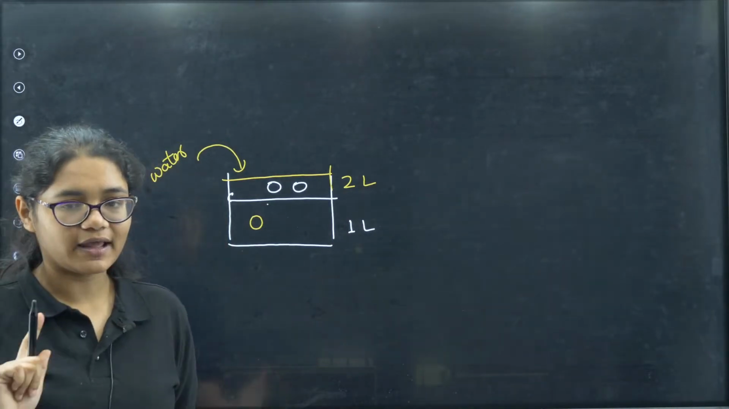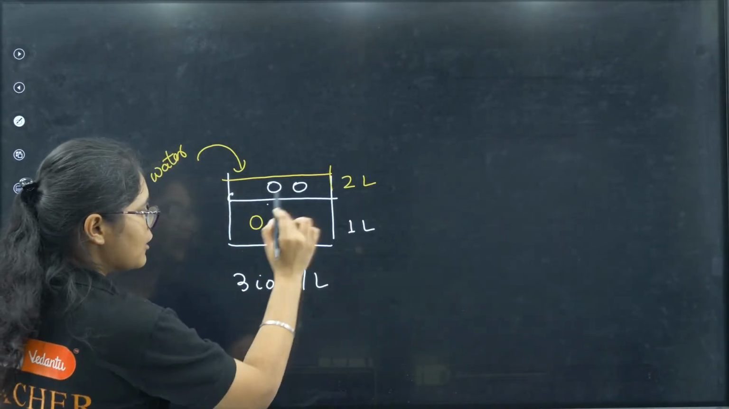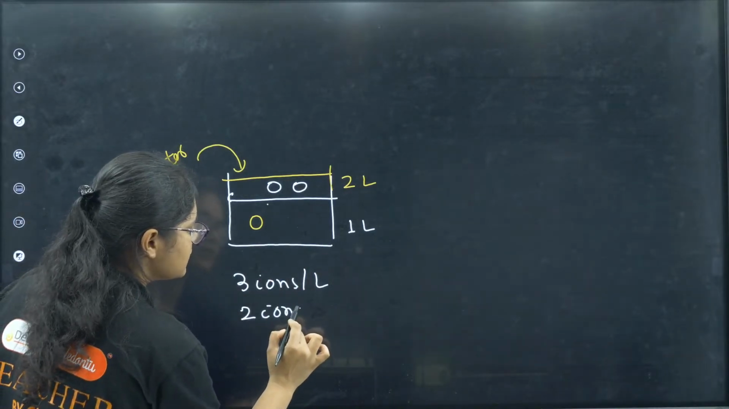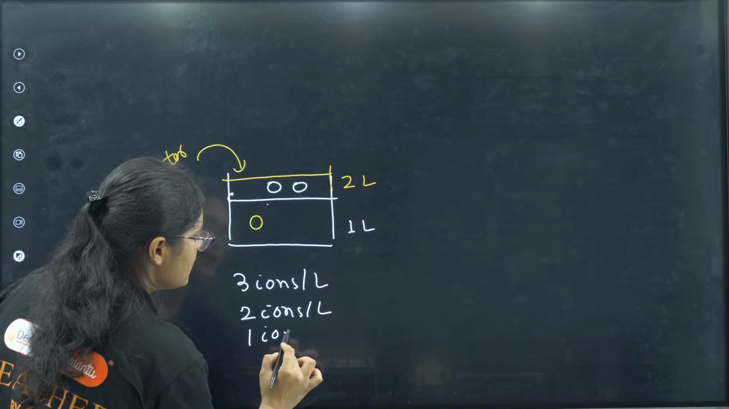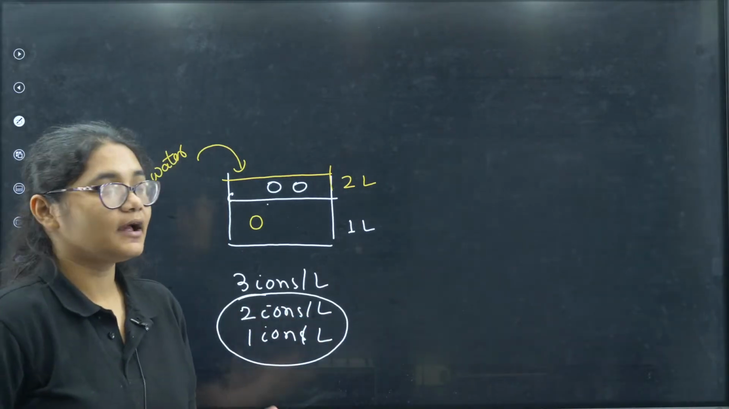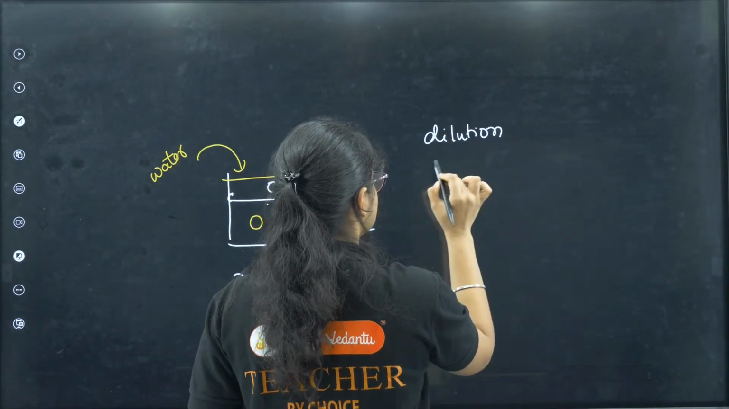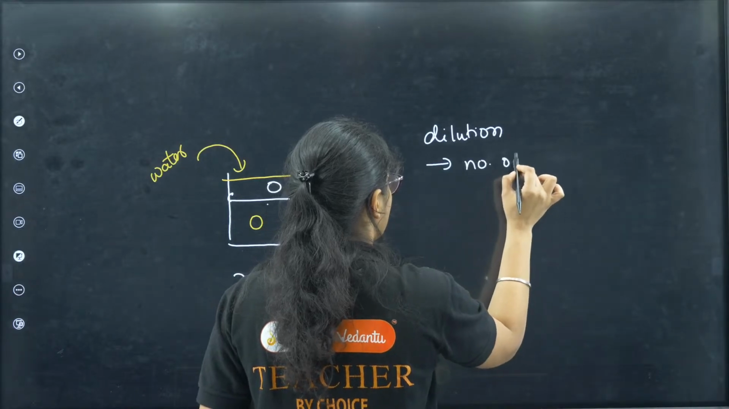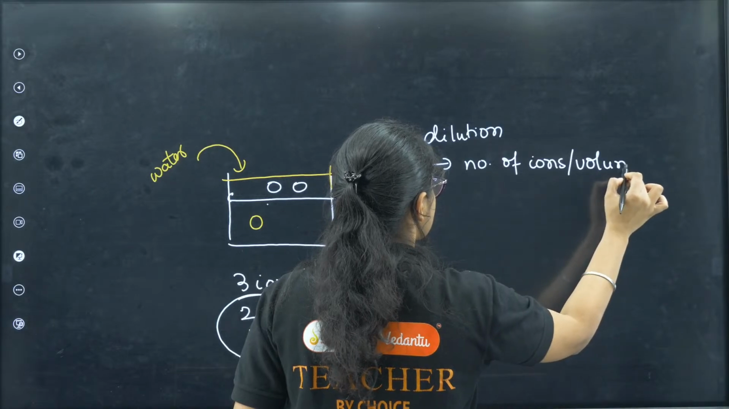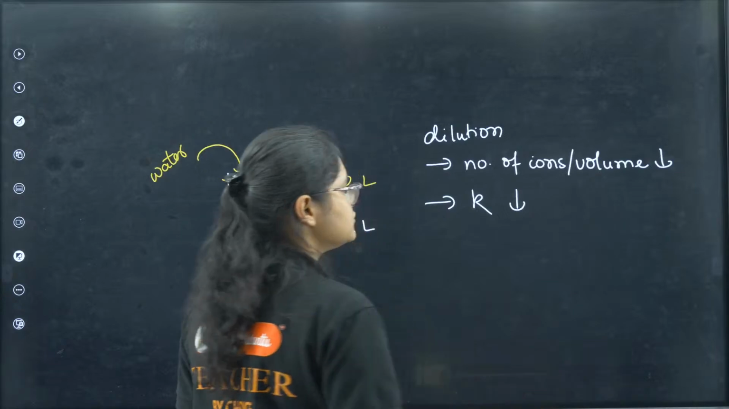Earlier, when there was no dilution, there were 3 ions in 1 liter. Now if you see, there is no fixed number. It is like 2 ions per liter or 1 ion per liter, right? These are the things that have happened. So when dilution takes place, what happens? Number of ions per unit volume decreases. So that is why kappa or conductivity also decreases.